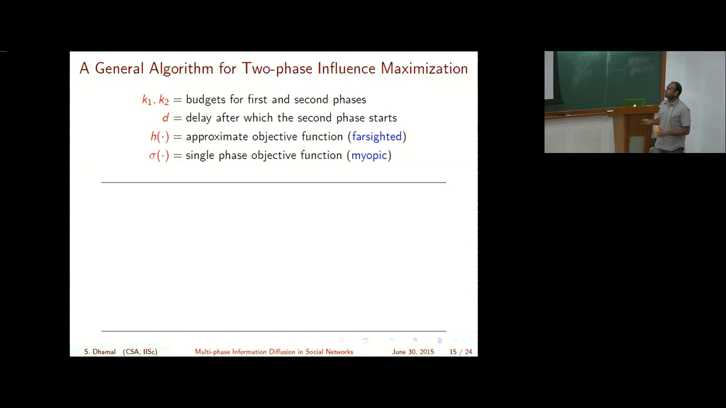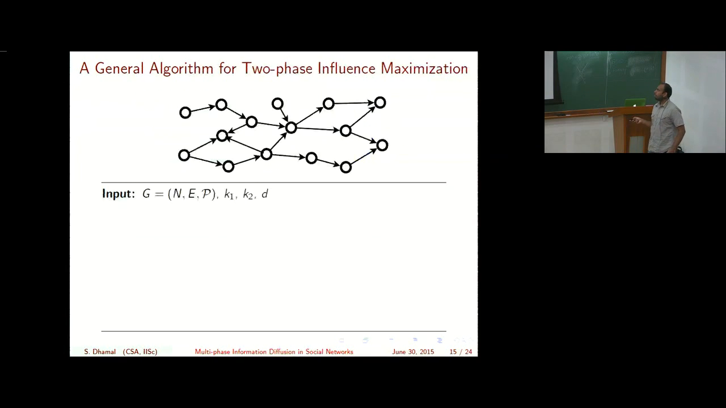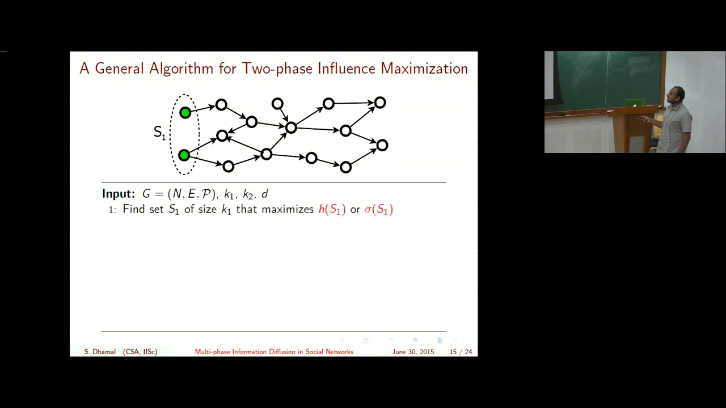I'll just explain first. Suppose this is the graph given, and there are some probabilities on these edges, which I have skipped putting here. Based on that, some influence maximization algorithm selects this set S1. It could be done by maximizing either our farsighted objective function or the myopic objective function.